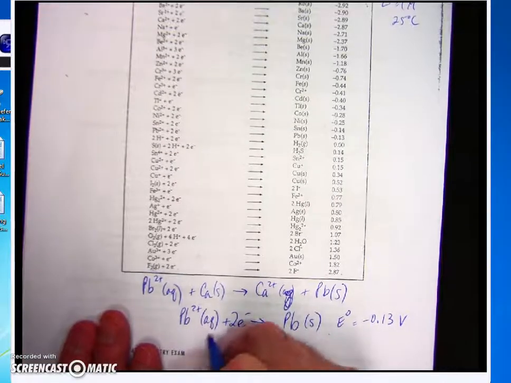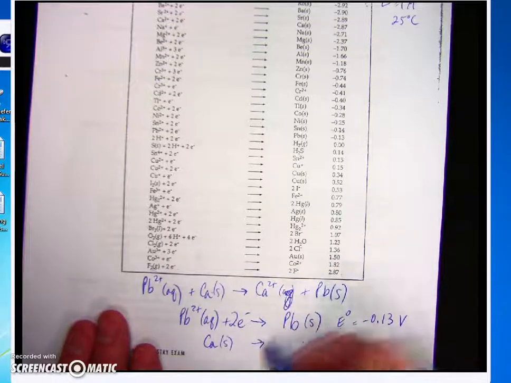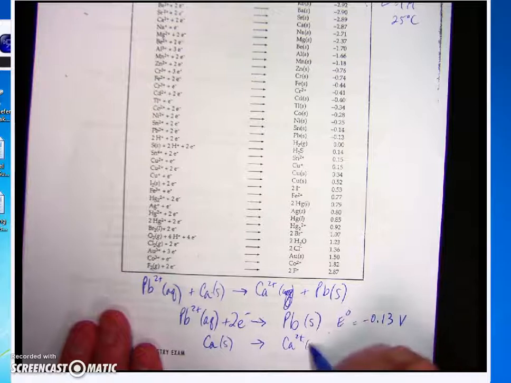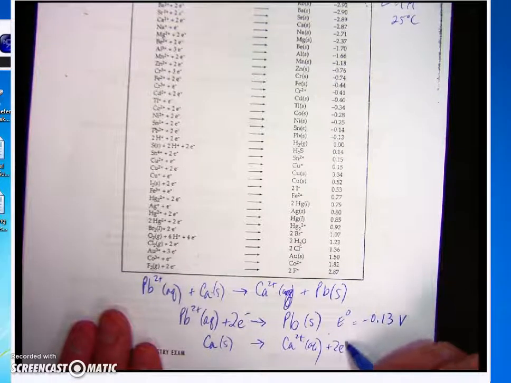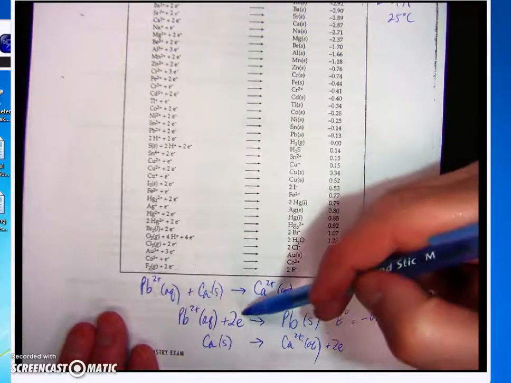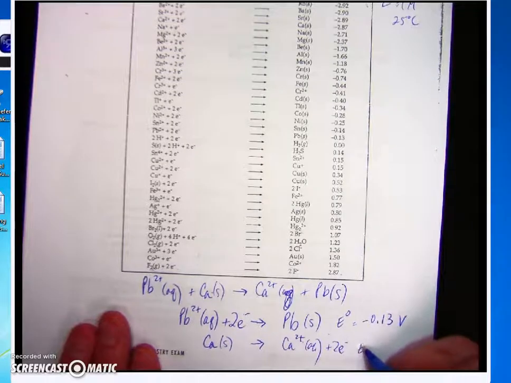The calcium is going from neutral, solid calcium, to calcium 2 positive. This means that the calcium has lost 2 electrons. Notice that 2 electrons have been gained and 2 electrons have been lost.